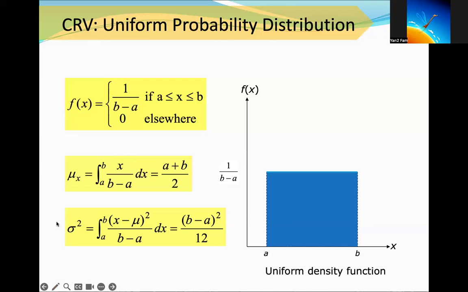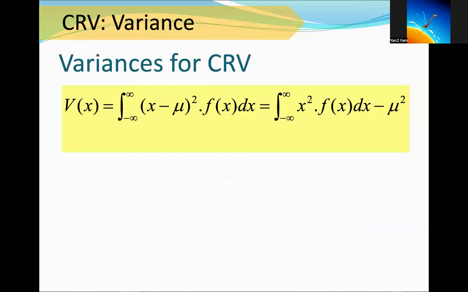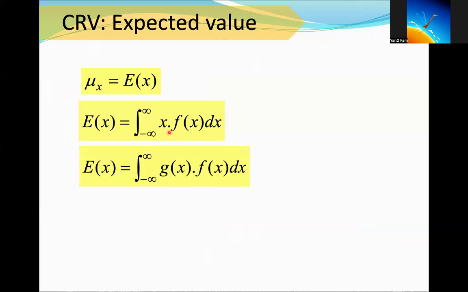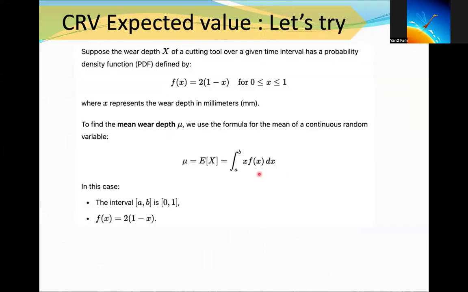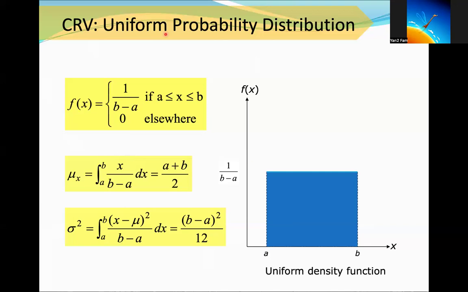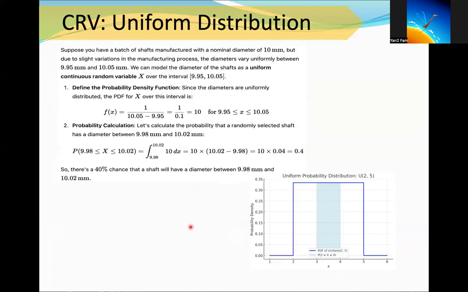I wish I had the laser. If you look at this properly, in this formula it's x times the function, and the function is 1 over b minus a. We just add x here, and after the integration, it always gives a plus b over 2. If you want to get the variance, you use the same formula as just now, and this is the standard formula for this. Okay, let's have an example.